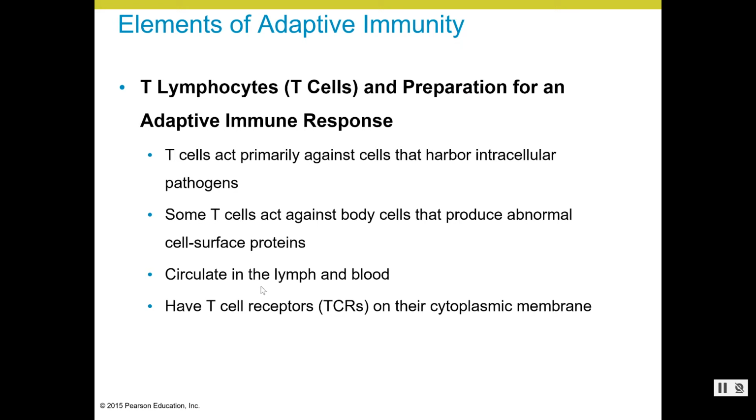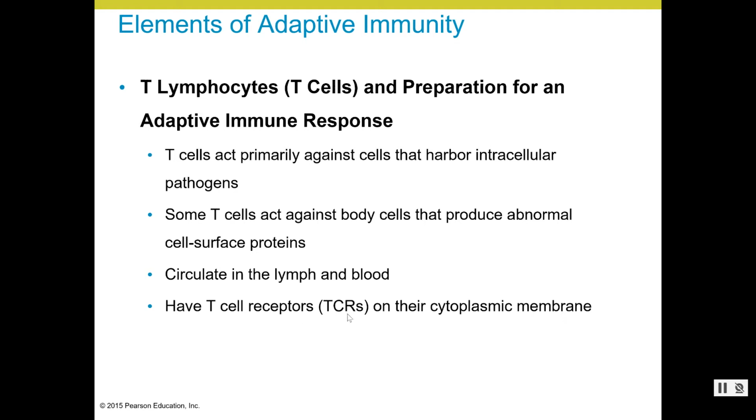Where do we find T cells? T cells are made in the bone marrow. We know they mature in the thymus. And then once they go through maturation in the thymus, they go out into the blood and into our lymph system. So that's where we would find T cells. All right, so how do they recognize these antigens? How do they bind to these epitopes?